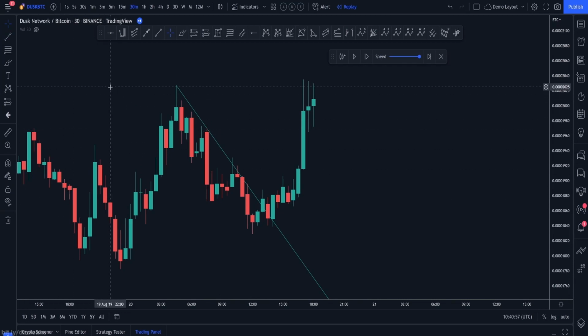Here we have the dusk BTC chart on the 30-minute time frame. The first trend line is constructed by using this high pivot here and connecting it to this high pivot here. Initially, price action is contained within this first trend line until it finally breaks here. At this point, we can add the second trend line with this new high pivot made, thus connecting the initial high pivot to this new high pivot.